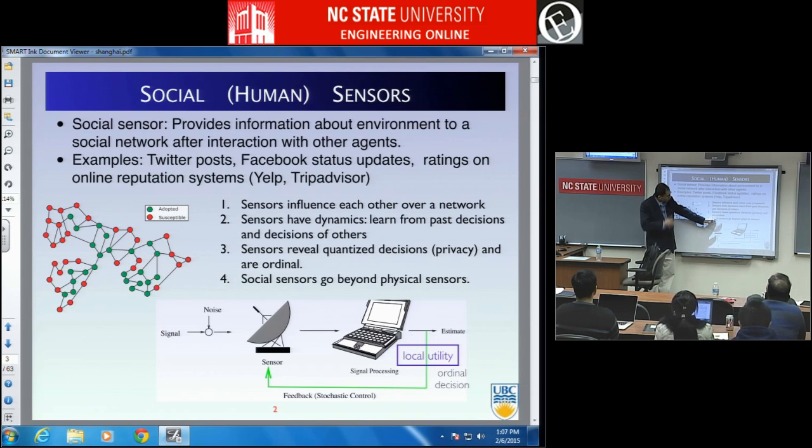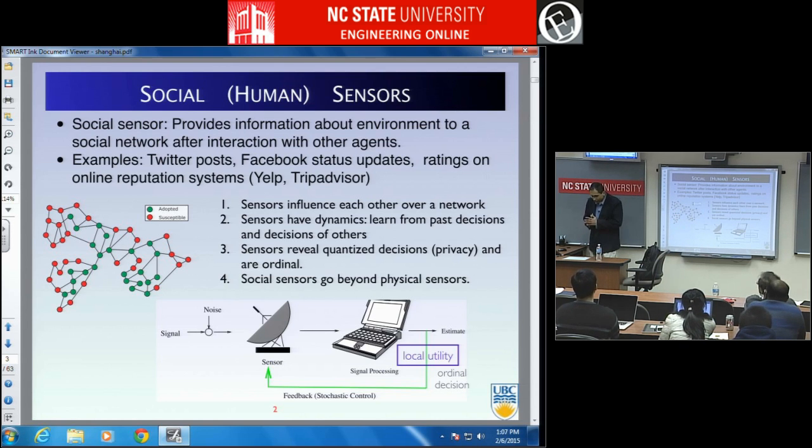And finally, these social sensors also go beyond physical sensing. And there are several examples for that. So for example, if you were to go to TripAdvisor, if somebody rates a movie, it is actually very difficult to construct physical sensors to rate a movie. You need a human being in the loop somewhere to come up with a rating. Okay? So there are substantial differences between the way you model a social sensor and the way social sensors interact compared to sensors in standard signal processing.